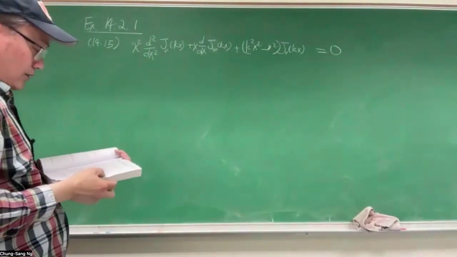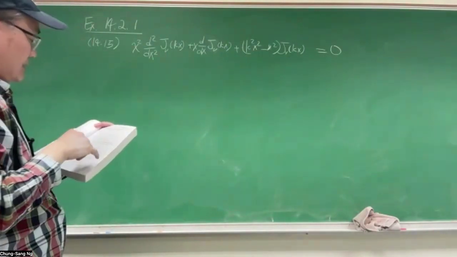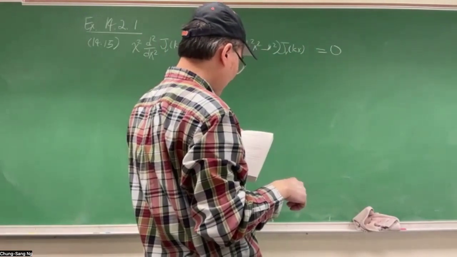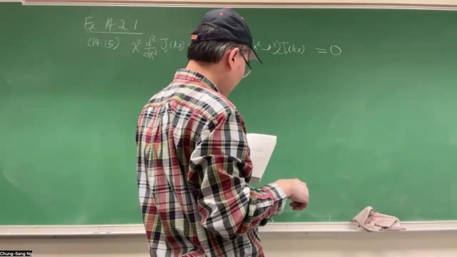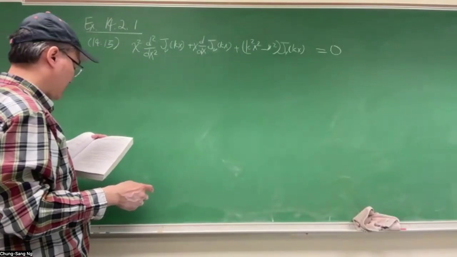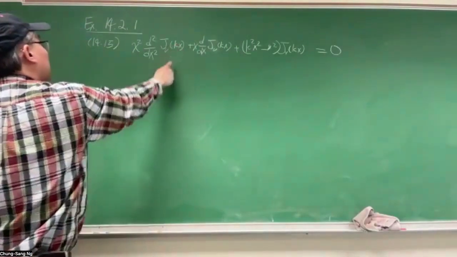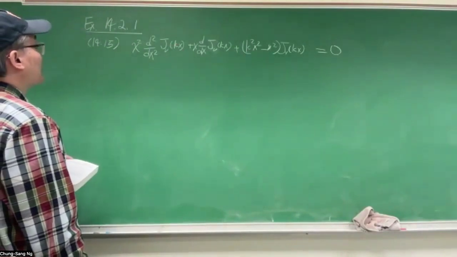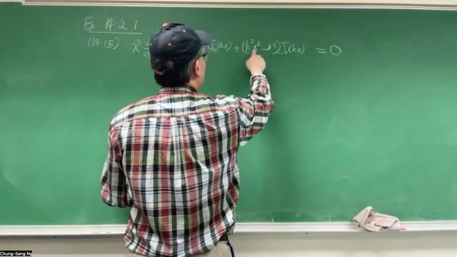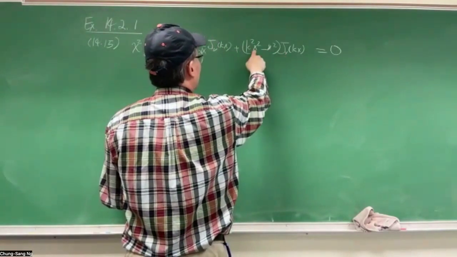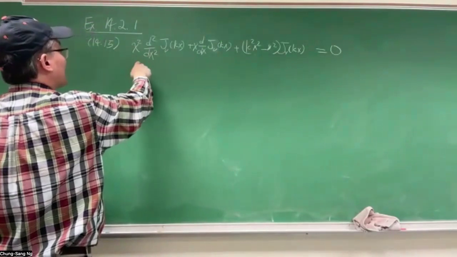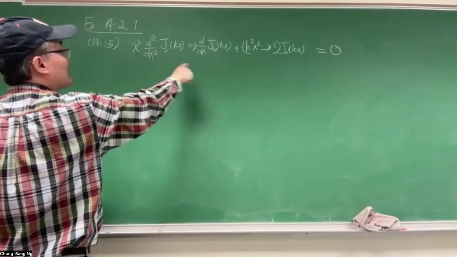Okay, and the question involves multiplying two Bessel functions with different k, and then integrating that over a range, 0 to a, of the range of x, right? And because you're integrating J rather than multiplying by x, you can rewrite this one by dividing by x squared over the whole equation.